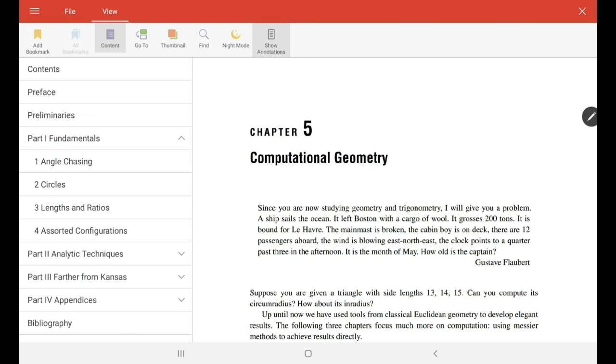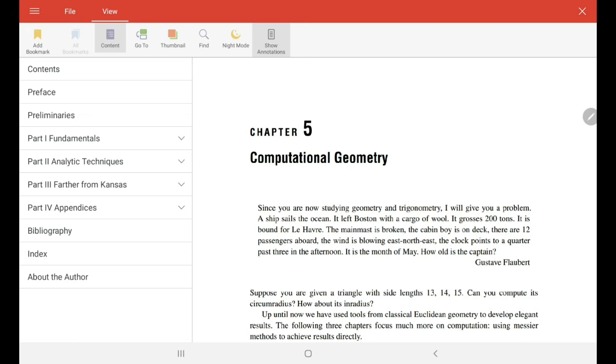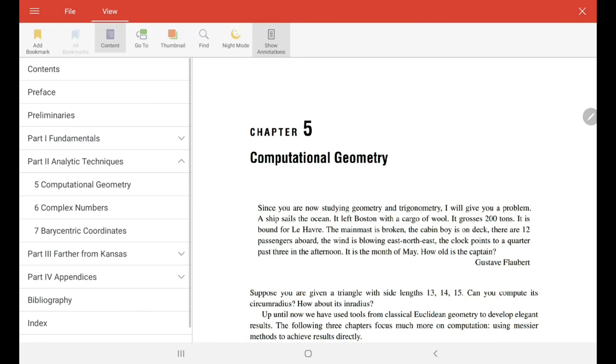After we're done with this part, we're going to start our second part, analytic techniques. This part is basically all about bashing. We have 3 chapters: computational geometry, complex numbers, and barycentric coordinates. The idea is to transform your geometry problem into some algebra. That's the basic idea of these chapters. So this is actually really powerful.